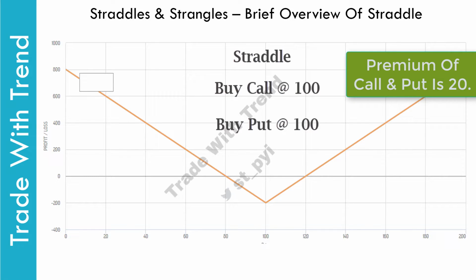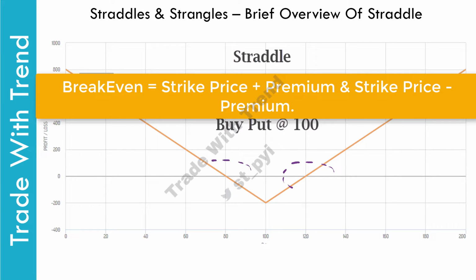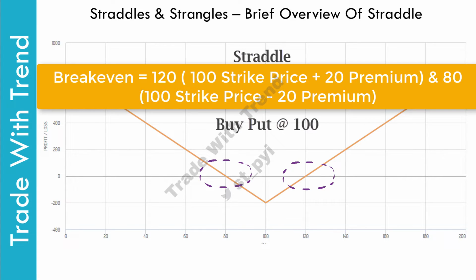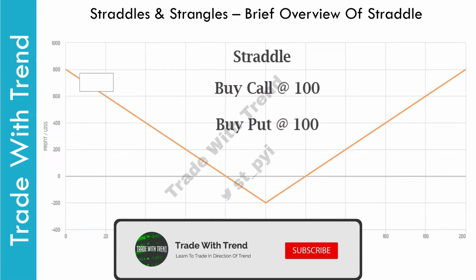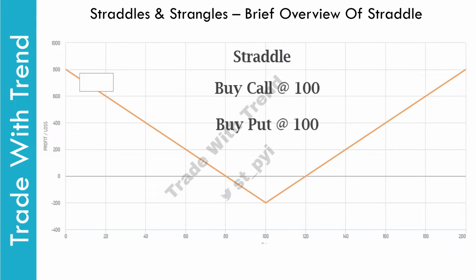The premium of the 100 strike price call is 20 and for the 100 strike price put is 20. Therefore, the break even for this straddle would be strike price plus premium and strike price minus premium. Since the strike price is 100 and the premium for both calls and puts is 20, the break even for this straddle would be 80 and 120. What this means is that as long as the price of the stock moves above 120 or below 80, the trader is set to make a profit.